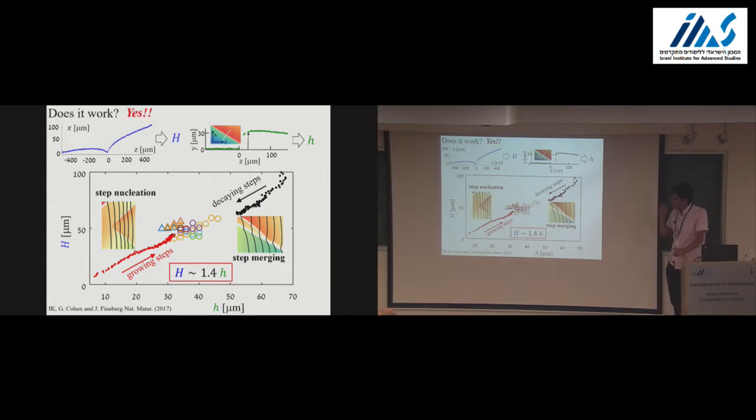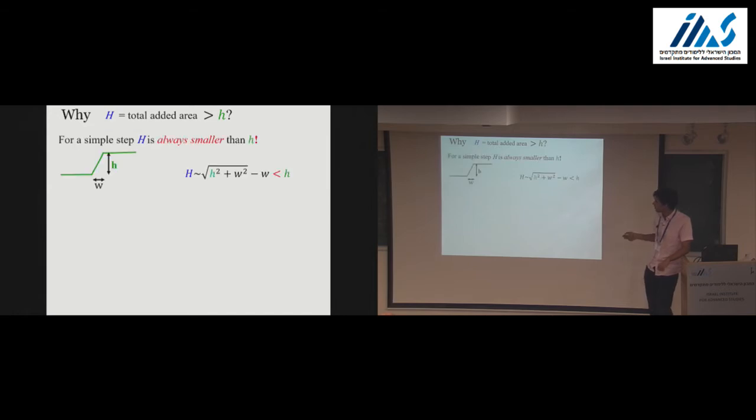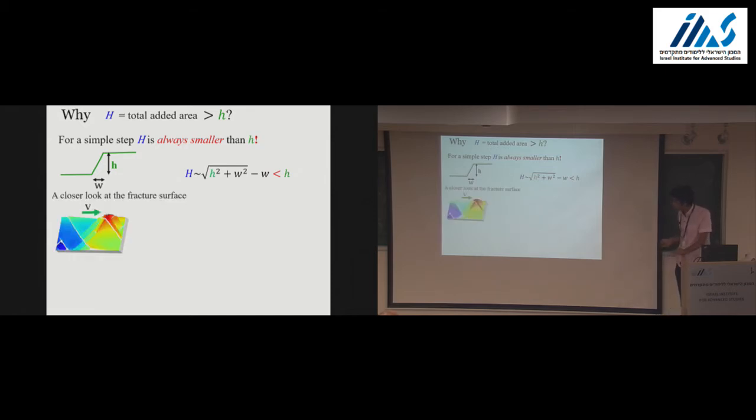Now, okay, so energy balance works, luckily. And this observation raises the question: why is the total added area per unit crack length bigger than the step height? The reason that's puzzling is because if you take a simple step of height h and width w, then the total added area that you expect must always be smaller than the step height. This is by simple geometry.